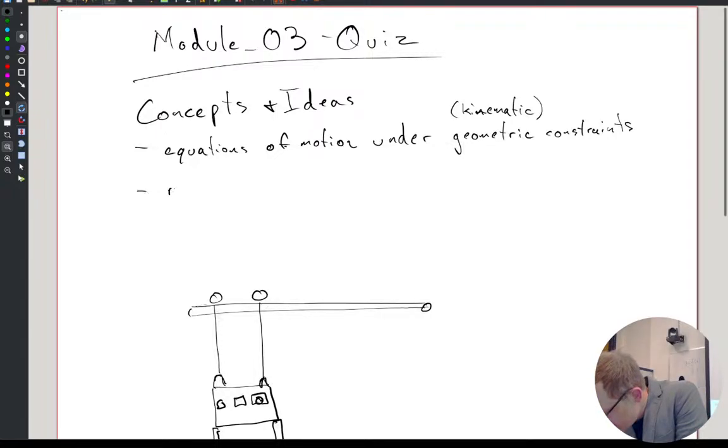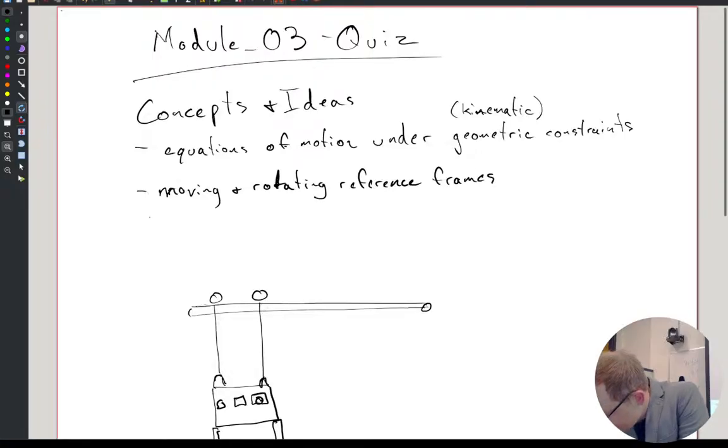So like moving and rotating reference, that same reference frame's coordinate system.